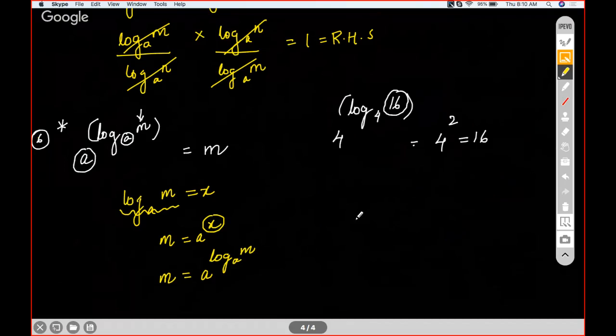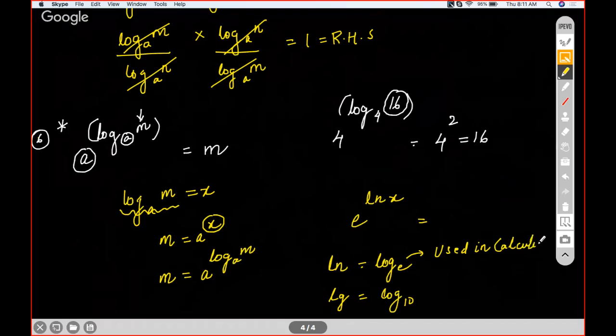Correct. So if somebody asks you what is e to the power ln x, what is ln, by the way? Ln is natural log. Ln means to the base e. Lg means to the base 10. This is widely used in calculus. Okay. So this term will be x itself. So what is e to the power ln x cube? It'll be x cubed, x cube itself.